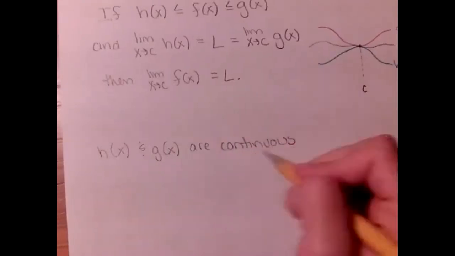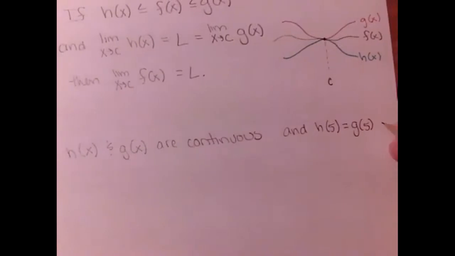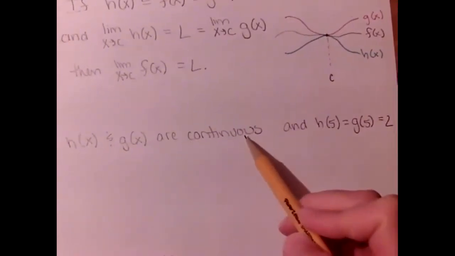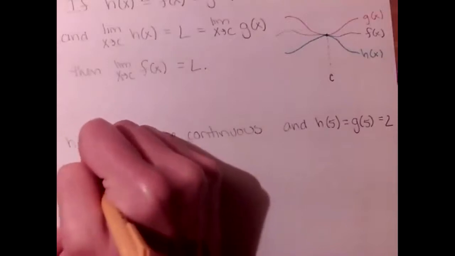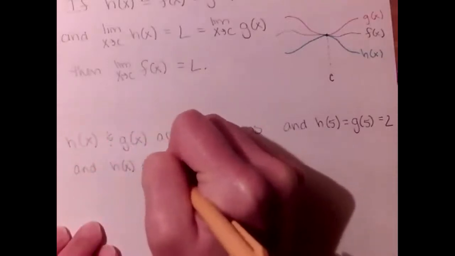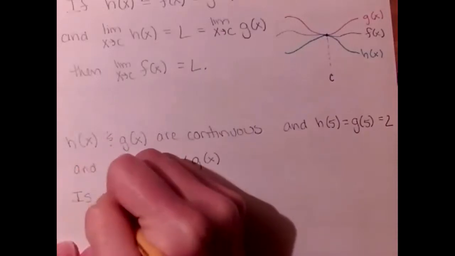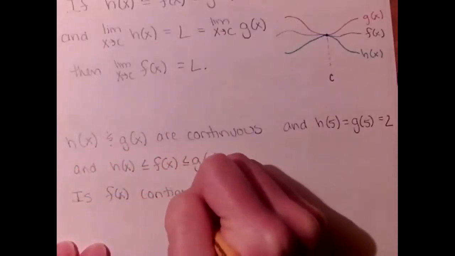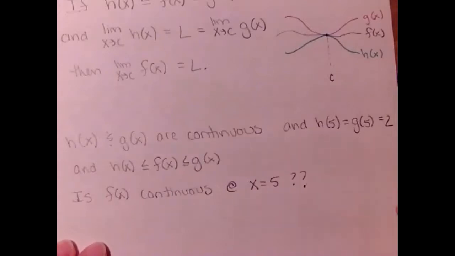All right, if you have two functions that are continuous and h of 5 equals g of 5, which is 2. So we're saying those functions are continuous. That means they have a point, which is at (5, 2). And that means the limit would also have to be 2 at 5. Those are all going to agree. All right, so since those functions are continuous, h of 5 equals g of 5 equals 2. And f of x is in between both of those. So that's all true. Here's your question. Is f of x continuous at x equals 5? That is your big question, okay?